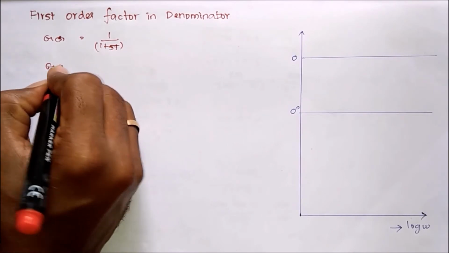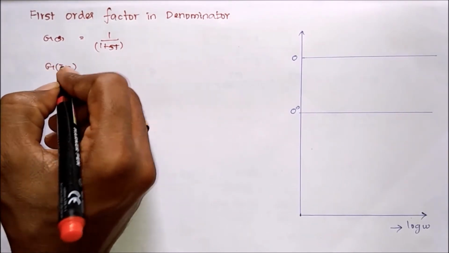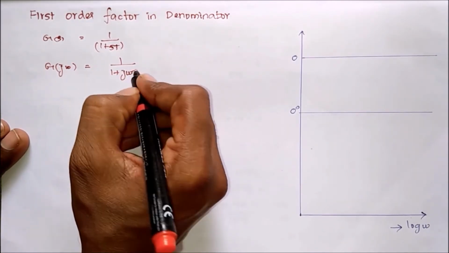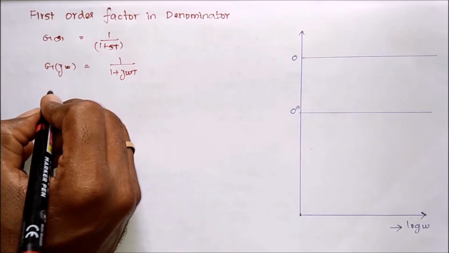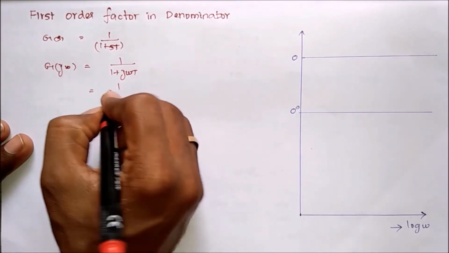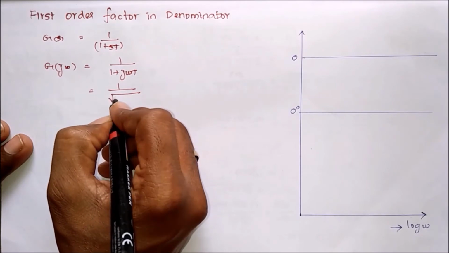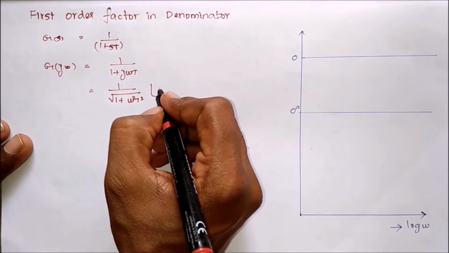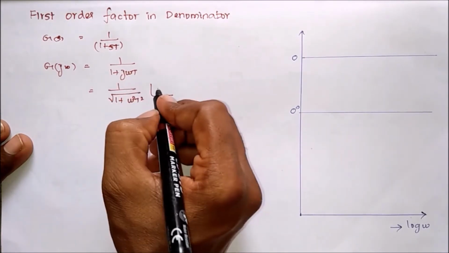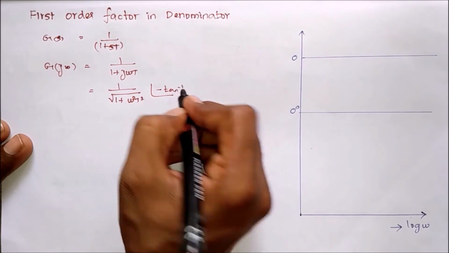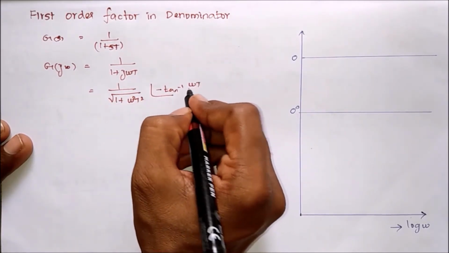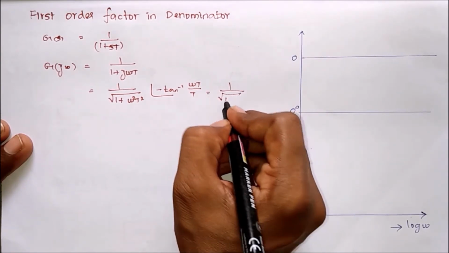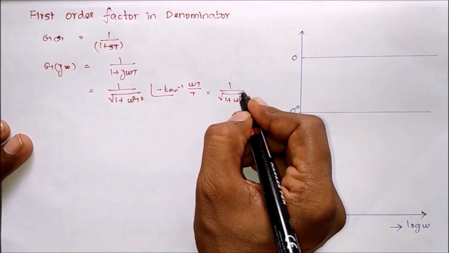So let us replace s with j omega. So now it is 1 divided by 1 plus j omega T. Now we can write its magnitude and angle. The magnitude will be the square root of real square plus imaginary square, that is omega square T square. The angle: we know it is in the denominator, therefore a minus will come, minus tan inverse of the imaginary part, omega T, divided by the real part, 1. So its magnitude is 1 by the square root of 1 plus omega square T square.